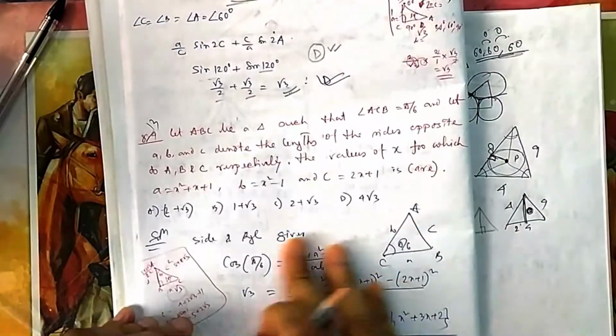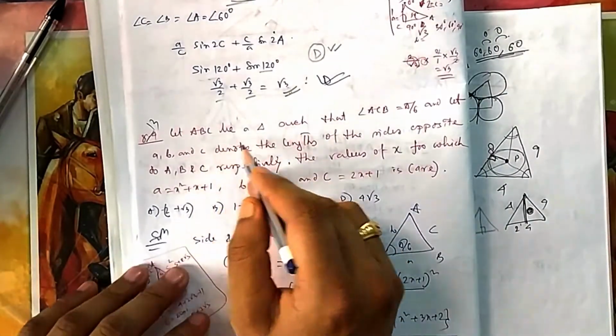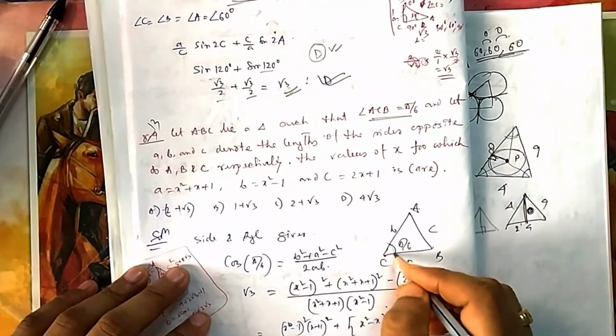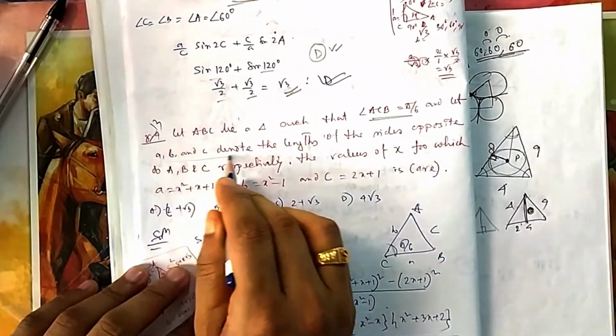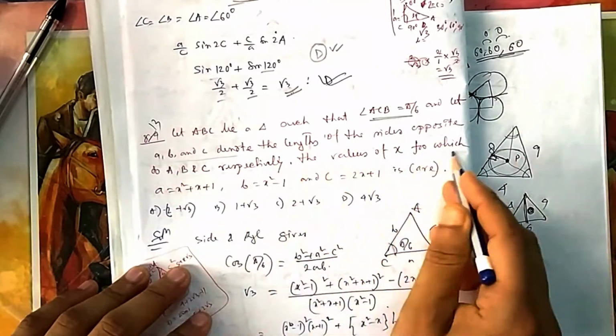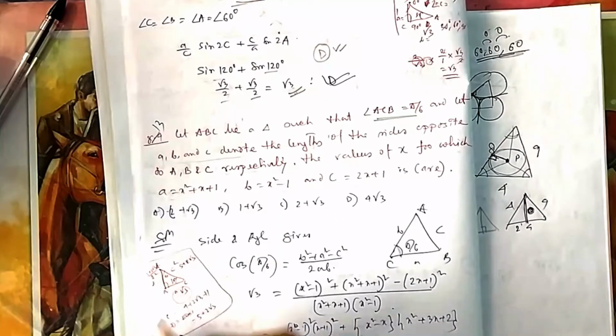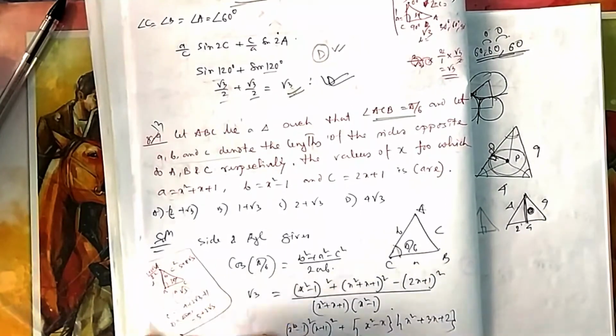Now if you see question 13, what they are asking: ABC be a triangle such that angle ACB is 30 degrees. Let A, B, C denote the lengths of the sides opposite to this, then find the value of x for which these hold. So again this one also you can try with a right angle triangle whose one angle is 30 degrees.